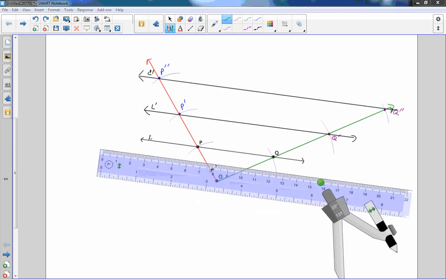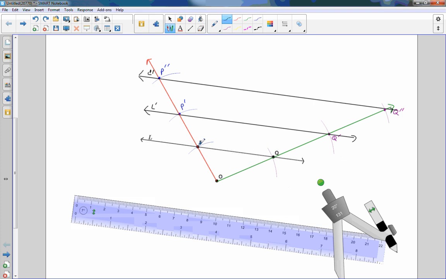Okay, so now what I have done is OP, this is the same length as OP, and this is the same length as OP, so I dilated this out, I tripled it, so it's a dilation of 3. And I did the same on the green line. OQ equals QQ prime. So OQ is the same length as this, which is the same as this, so I tripled it. And as you can see, these 3 lines appear to be parallel.